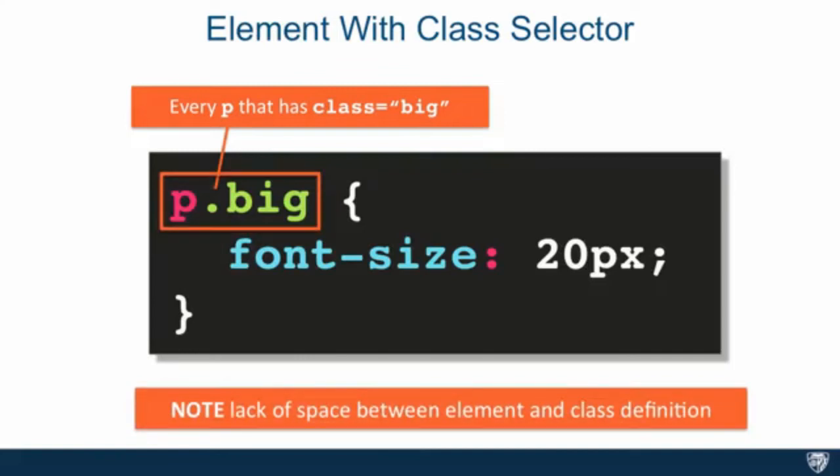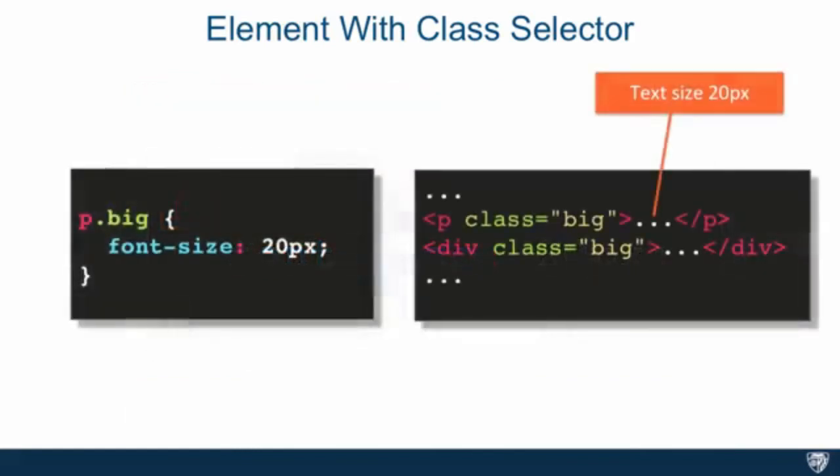If you do put a space, it will mean a completely different combination, so make sure that if you want an element that has a class assigned to a particular value, there are no spaces between the first selector and the second selector, in this case between the p element selector and the .big class selector. As an example, here you can see on the right that p with a class equal to big will get the text size 20 pixels, as opposed to all the other elements that have a class equal to big, which will not get that same 20 pixel font size styling.